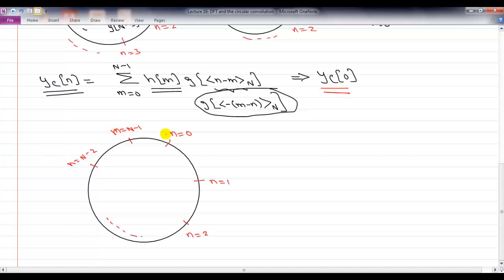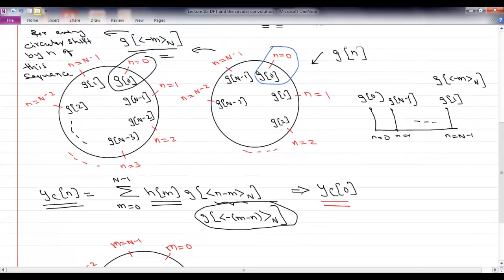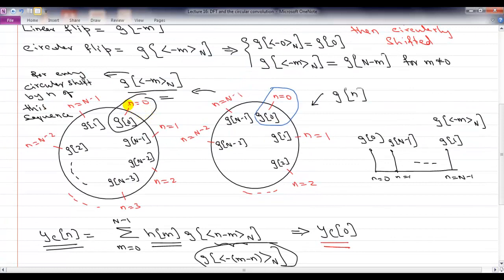Actually, I made an error. It should be all m, the indices, since we are doing summation with index m. This should be m, and in the previous circular diagram the indices should also be m for the circular flip, because I'm writing it as a function of little m. So these are all m.